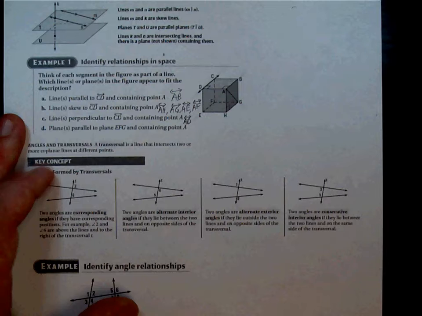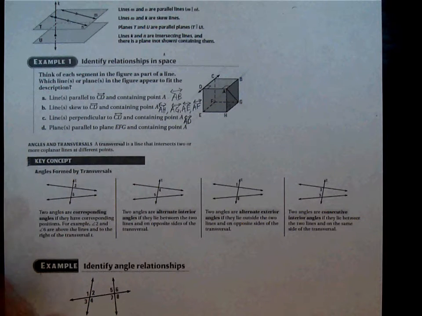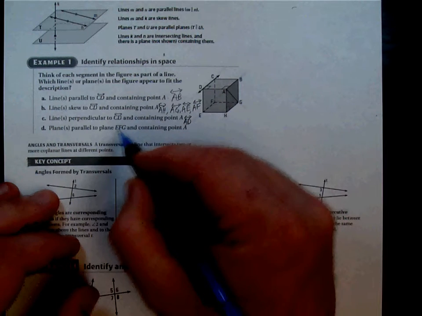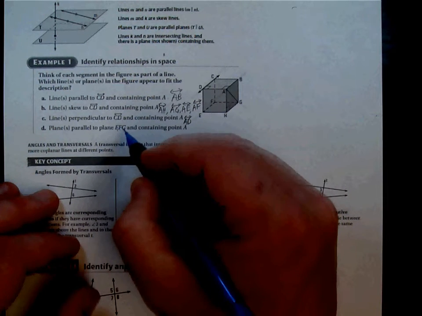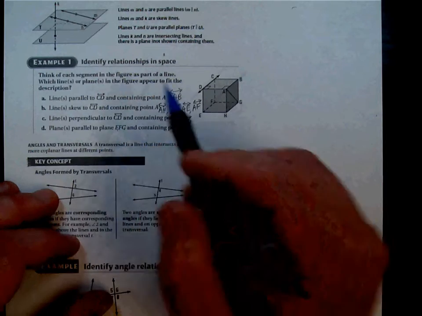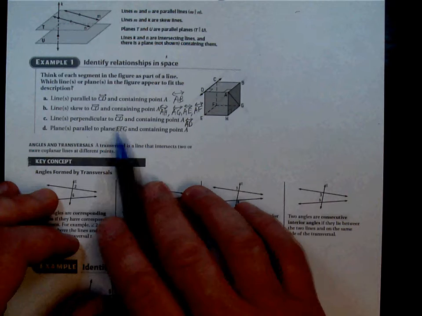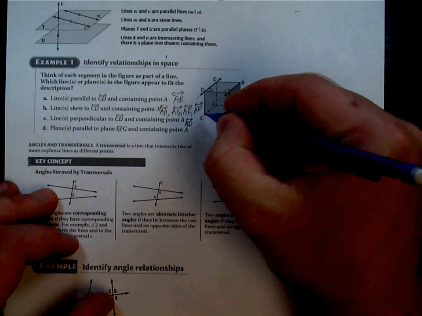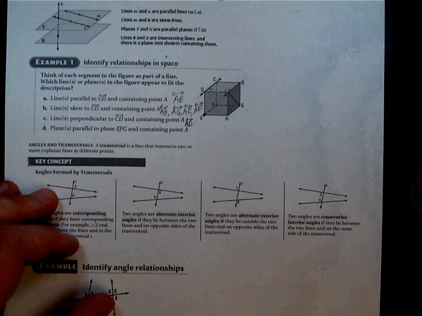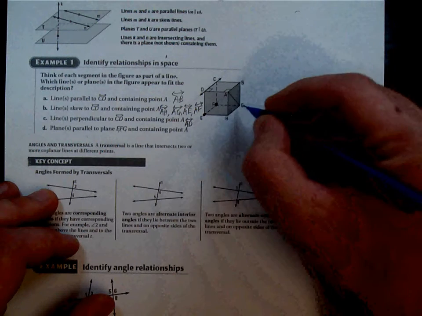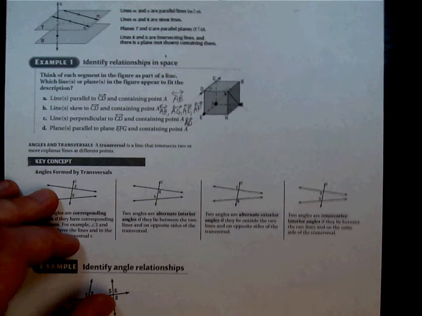Part D says a plane parallel to plane EFG. Now we got to remember from chapter 1, when we name a plane, we have to use 3 letters, just like they did, EFG. So we're going to be giving our answer with 3 letters as well. It does say it has to contain point A, parallel to EFG. So I'm going to figure out what plane EFG is. Locate point E in the front lower left corner, and then F is in the back lower left corner, and then G is the back lower right corner. So they're talking about a plane that hits all 3 of those.